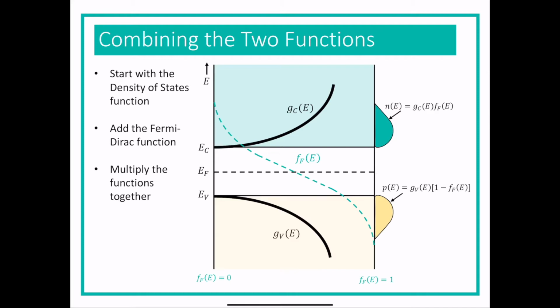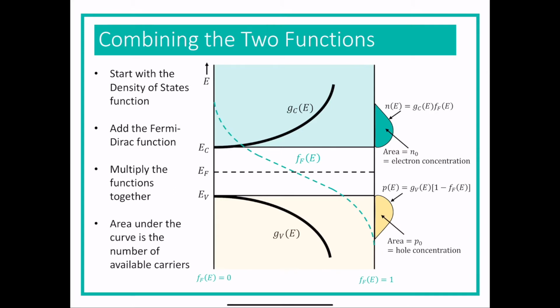But in both cases, we get kind of an area, and inside that area, if we take that curve that's made by multiplying the two functions together, we can actually find the concentration of electrons and holes. So that's the process that's used. There is the density of states function, it's multiplied by the Fermi-Dirac function, and then it's integrated to find the number of electrons or holes.